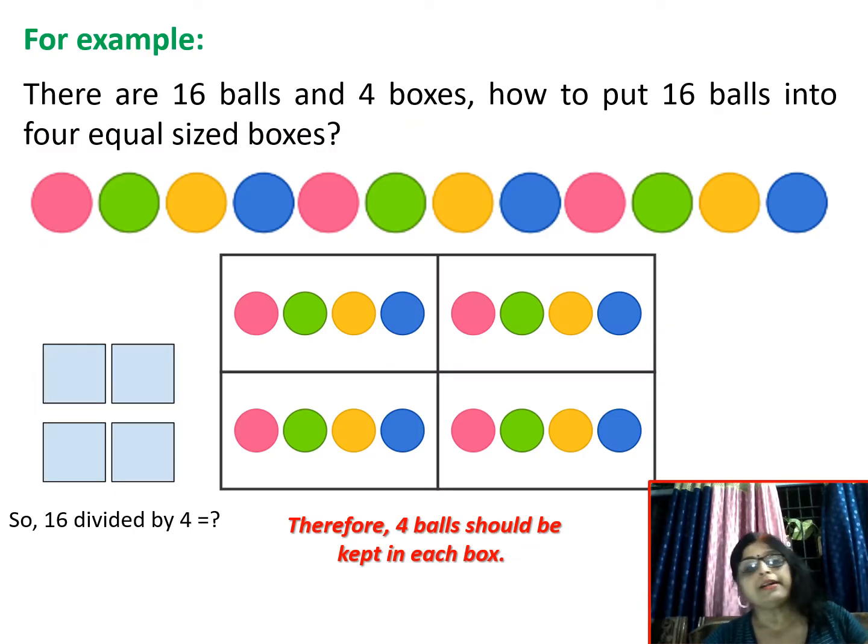Students, you can understand it with the help of this example. For example, there are 16 balls and 4 boxes, and you have to put 16 balls into 4 equal sized boxes. So what will you do? You will do 16 divided by 4. Then you are getting 4 here. It means what? You will keep 4 balls in each box. So you can say that 4 balls should be kept in each box.